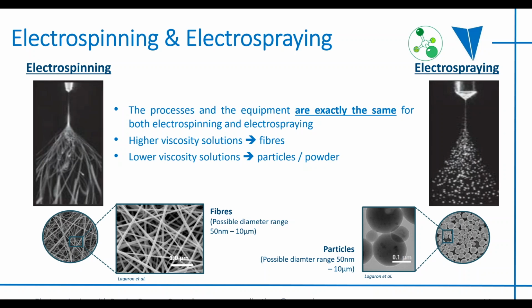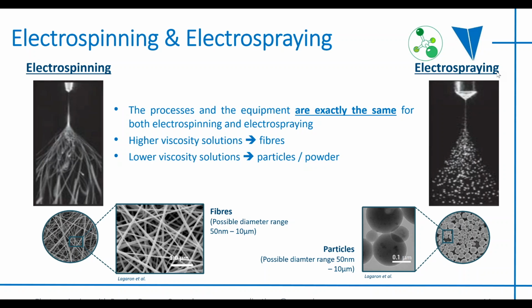Electrospinning and electrospraying are very similar in processes, and the hardware is the same. So our equipment can be used for both. We can manufacture fibers and particles in the same machines, the difference being the solution that we process. A higher viscosity solution, which has molecules inside which entangle with each other during the stretching of the spinning jet, results in fiber formation.